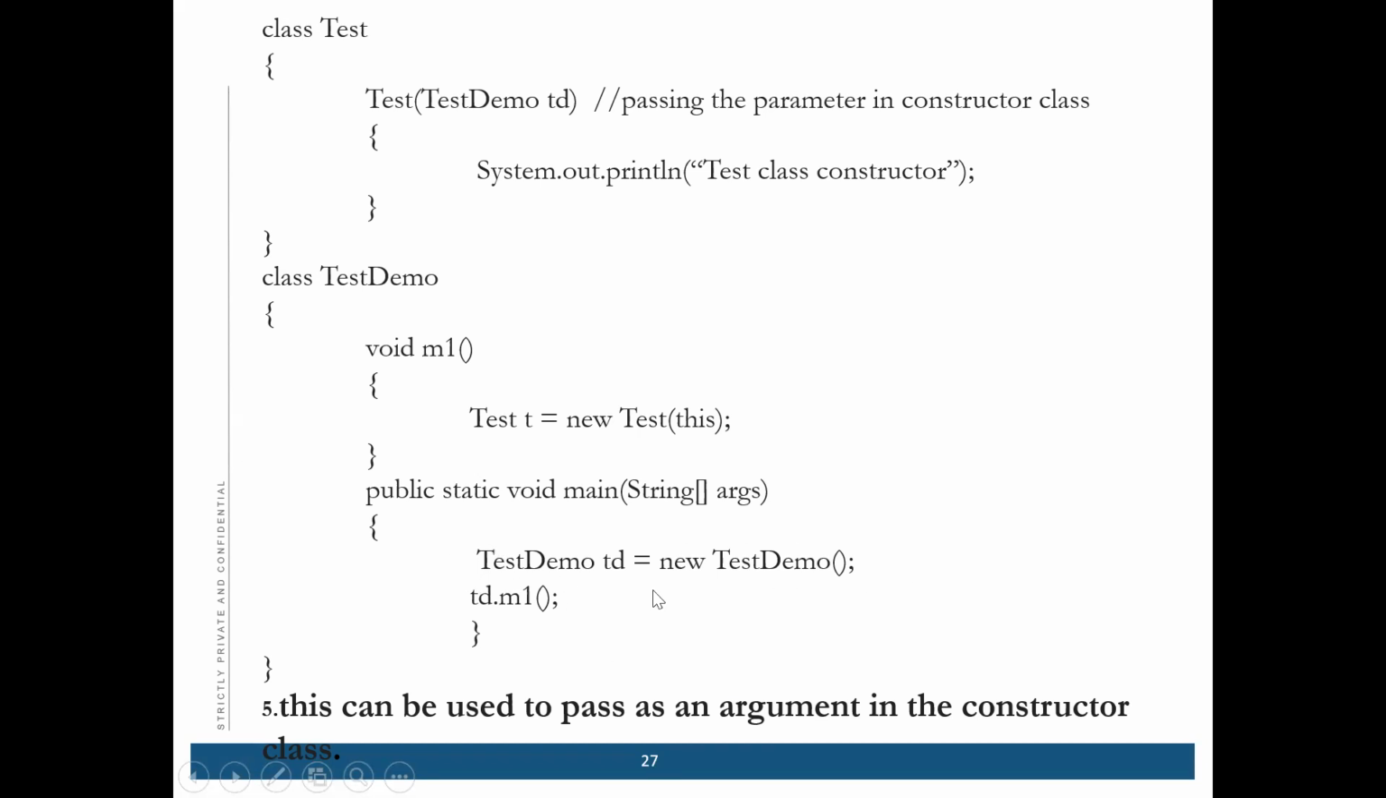An object for test demo is created. We are calling the method M1 inside the main method. There we are creating an object T for the Test class, and then we are calling that Test class constructor.